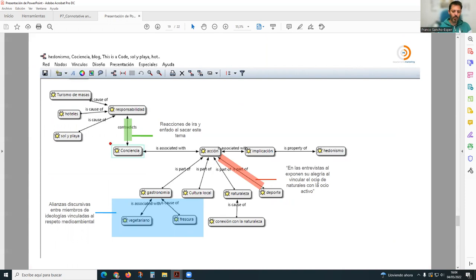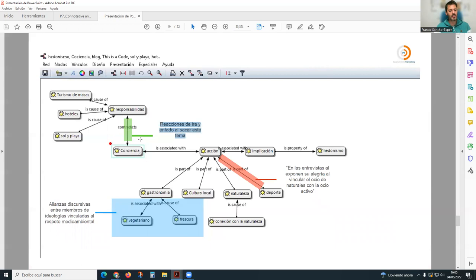And how would we include this? How would we include this connotational information, for example, in our network analysis, in our network? For instance, if we have two concepts like responsibility and awareness, and maybe when we were watching the videos, we have realized that in the relationship between these two concepts, there is a contradiction, and the reaction is rage, and that the individual is angry, and rage arises when we speak about this topic.